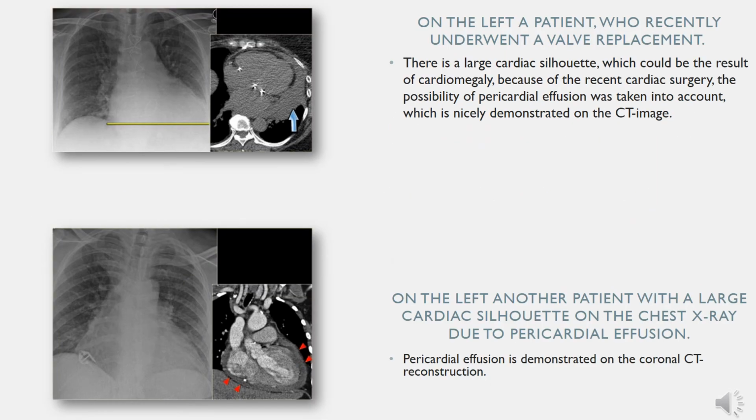On the left, we have a patient who has recently undergone a valve transplant. As you can see on the chest X-ray, there is a large cardiac silhouette, which is an indication of cardiomegaly. And the CT image demonstrates that we might have a pericardial effusion, which we should take into account. On the other image, we have a patient with a large cardiac silhouette on the chest X-ray due to pericardial effusion. As you can see, the pericardial effusion is demonstrated on the coronal cardiothoracic reconstruction.